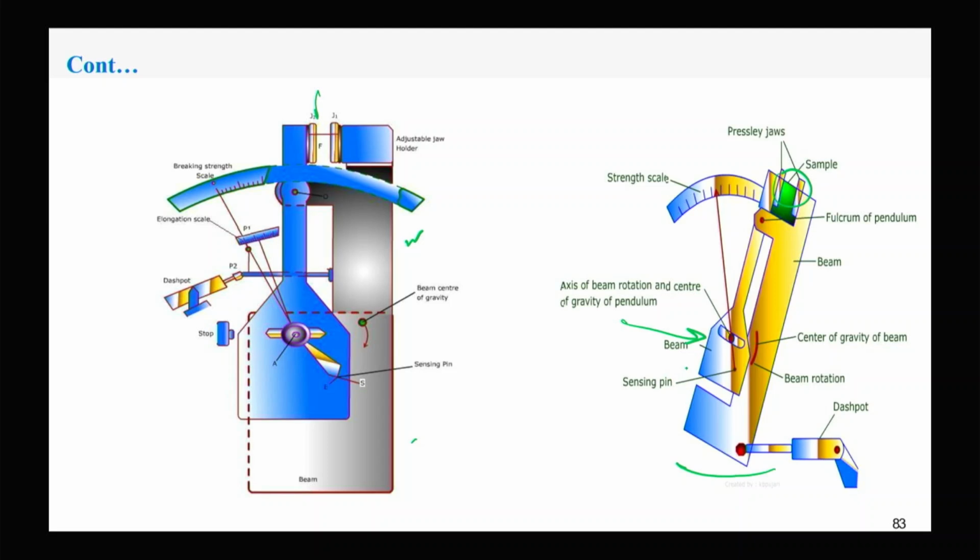This is the beam and here is the pendulum. Due to the deflection of the pendulum, the load will be imparted on the material, and these jaws are the same as the Pressley jaw that we have already discussed earlier.